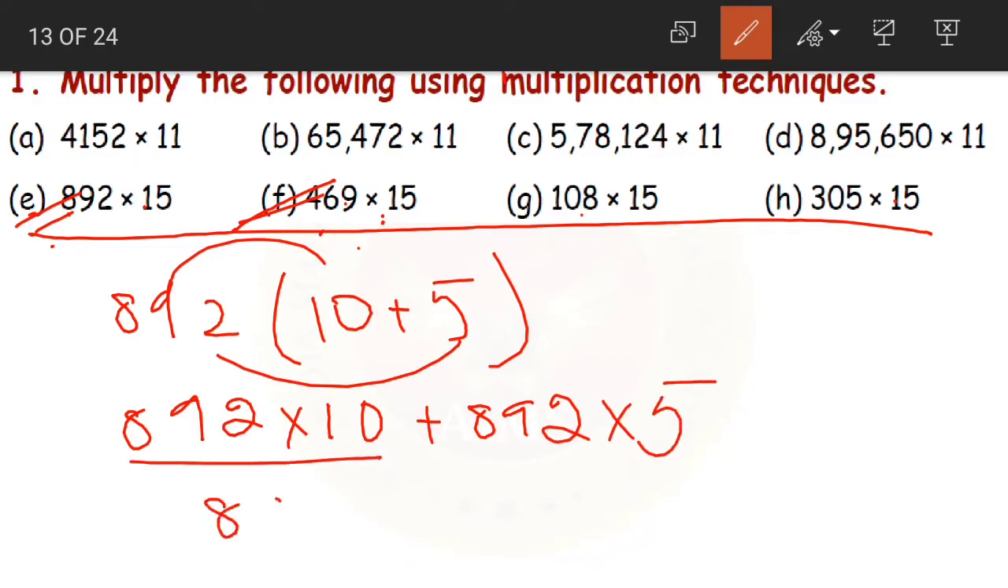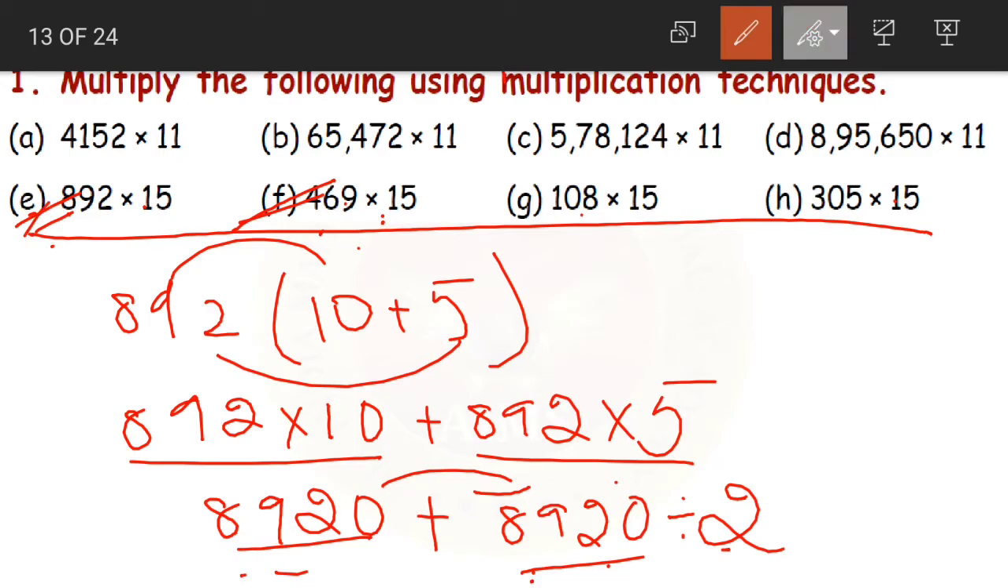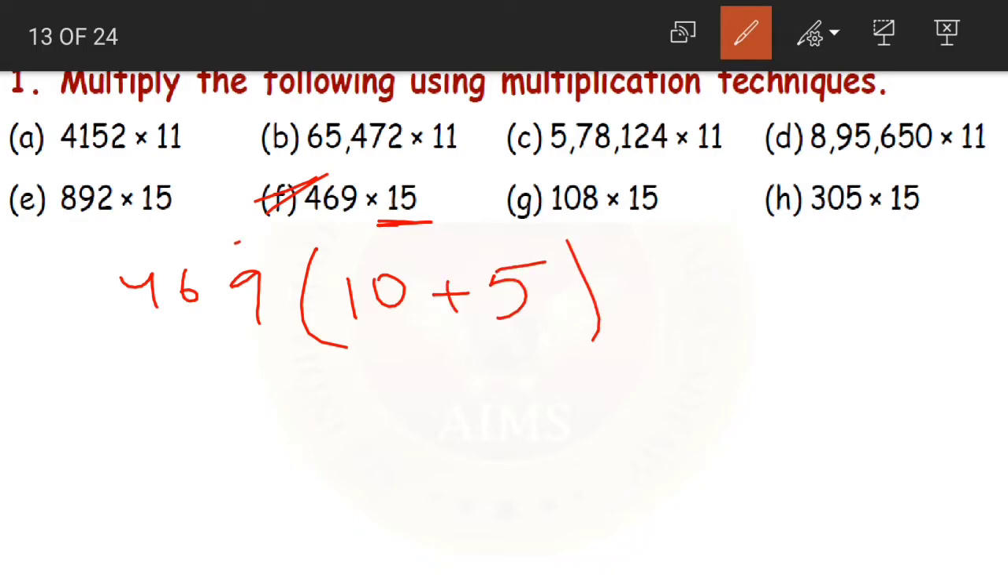Now what is the answer of this? 8920 plus, what should we do for this? The same product, 8920, divided by 2. Yes, children, now after dividing, add both the numbers and you will get your final answer. Clear? The same steps are to be followed for question number F. It becomes 469 into 10 plus 5. Yes, 15 becomes 10 plus 5.